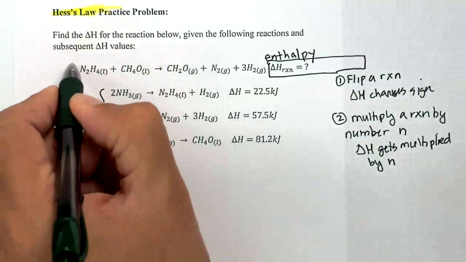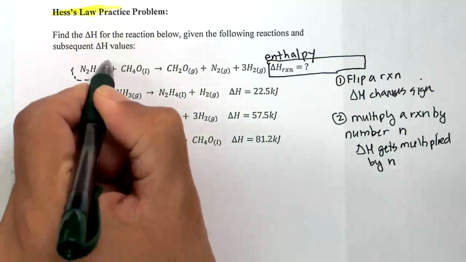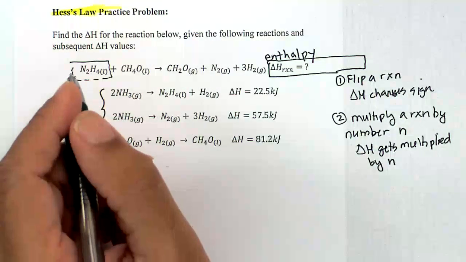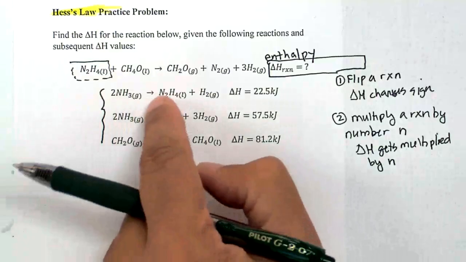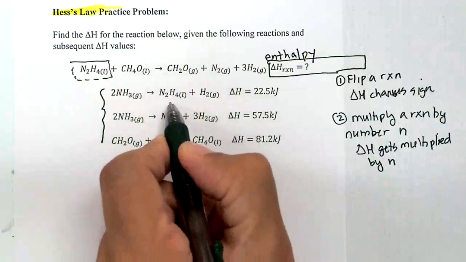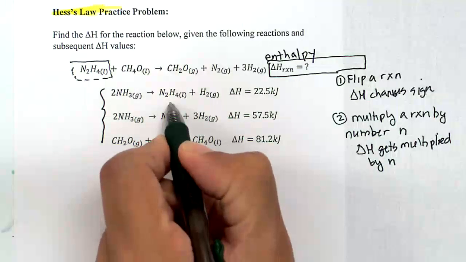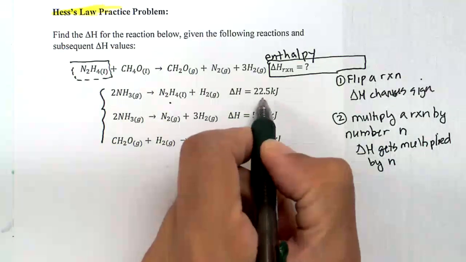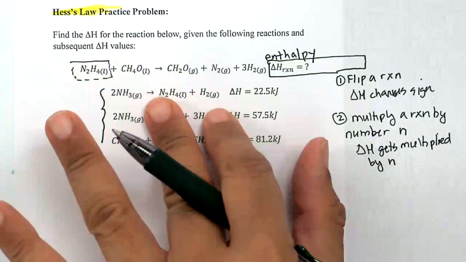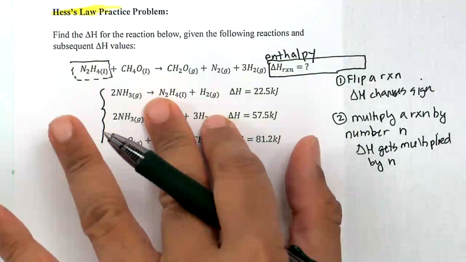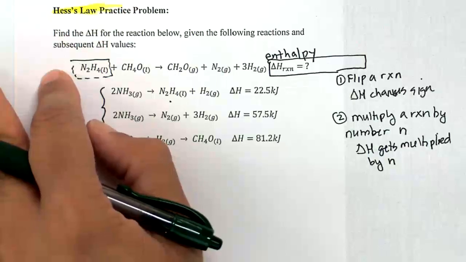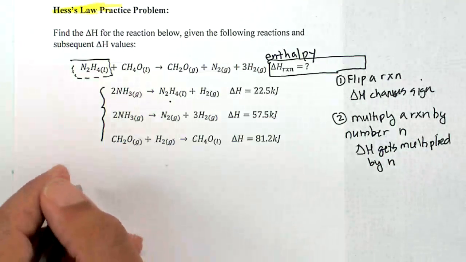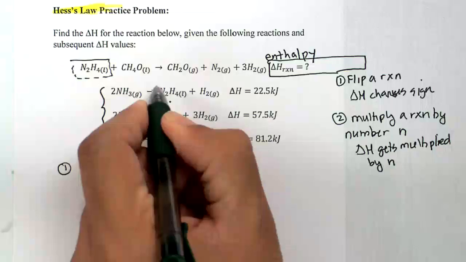you see N2H4 here. Is it in the reactant side or the product side? Okay. It's in the reactant side. Okay. Where do we see N2H4 here? We see it here, but it's on the product side. For this reaction, that's 22.5 kilojoules. So what can we do to this reaction to get it on the reactant side, which is what we want here? Okay. We can flip it. So we'll flip reaction 1, or flip the first reaction.